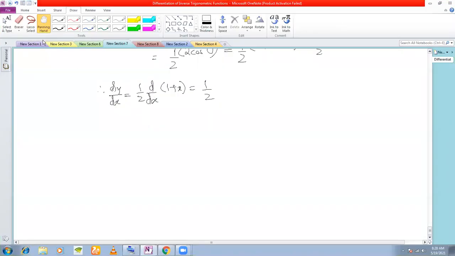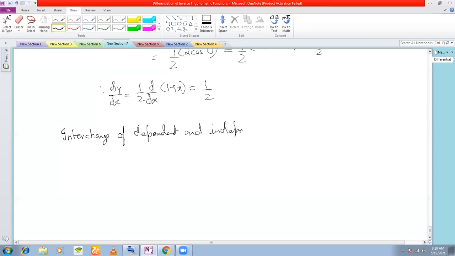The next part mainly deals with your chain rules, the tougher problems on chain rules. And just a small concept of interchange of dependent and independent variable. What do you mean by interchange of these two variables?